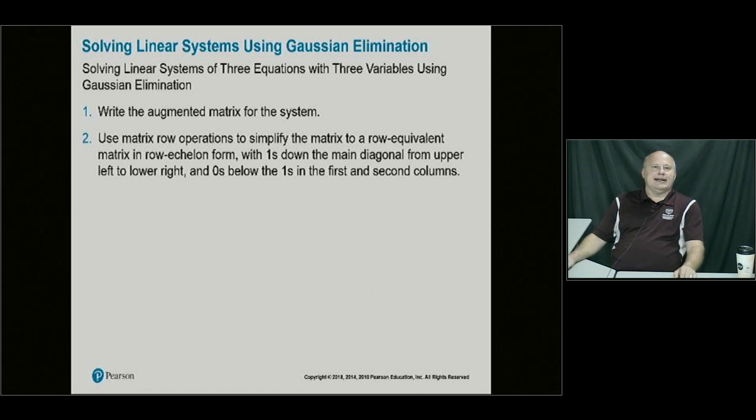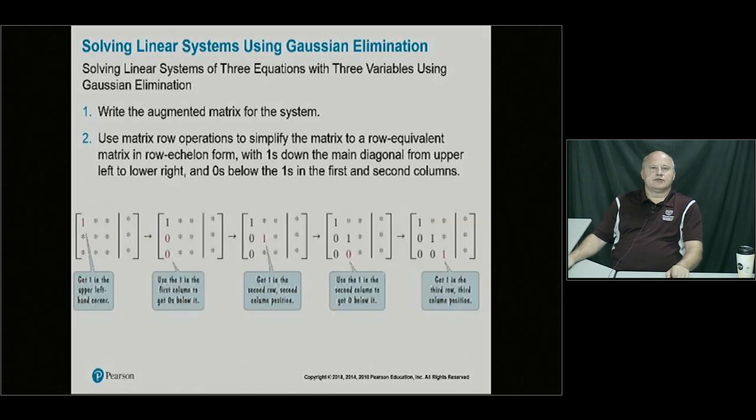And then we're going to use matrix row operations, which was what we've been doing on the previous few slides here, to simplify the matrix to a row equivalent matrix in row echelon form. This is called the Gaussian elimination method. So we want to put it in row echelon form, with ones down the main diagonal from upper left to lower right, and zeros below the ones. So it looks kind of like this.